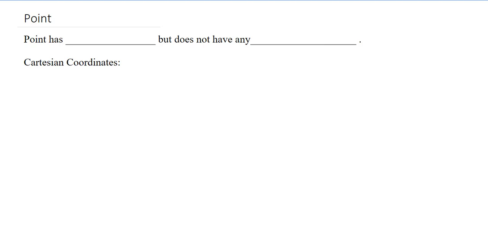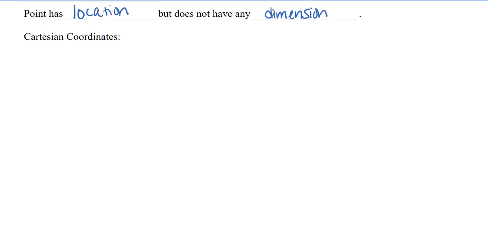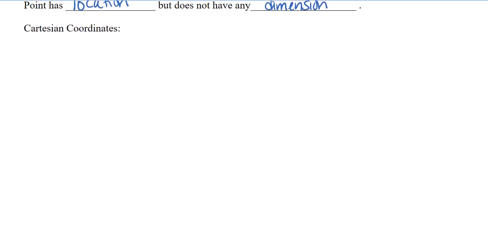Point. So a point has a location, but it does not have any dimension. So let's go over this in terms of Cartesian coordinates. When we talk about Cartesian coordinates, it's called Cartesian because of the person who came up with all of this.